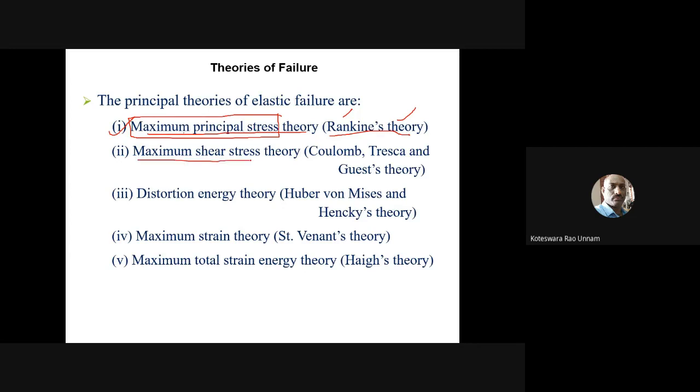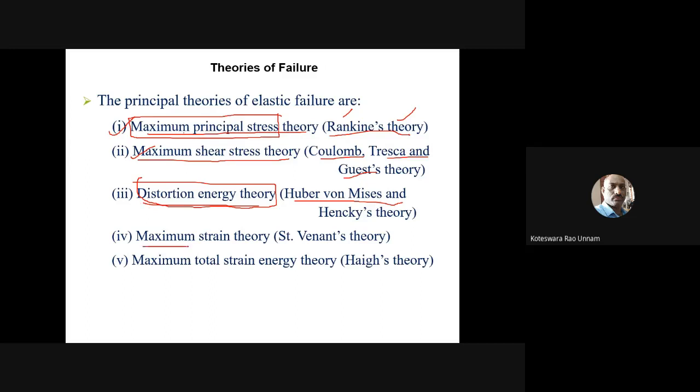Then you have the maximum shear stress theory, which is attributed to Coulomb, Tresca, and Guest. The name itself suggests that the failure criterion for this theory is based on the maximum shear stress induced in the component. Similarly, you have the distortion energy theory, which is attributed to Von Mises and Henky. We call this the Von Mises and Henky theory also. Here, the distortion energy is taken as the criterion for failure.